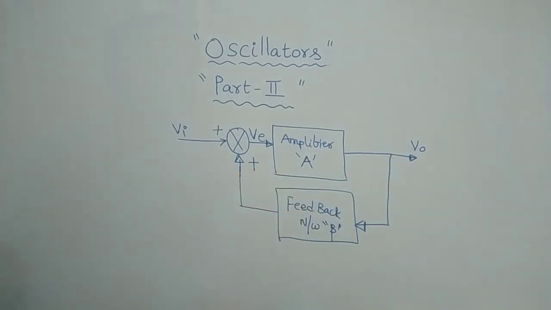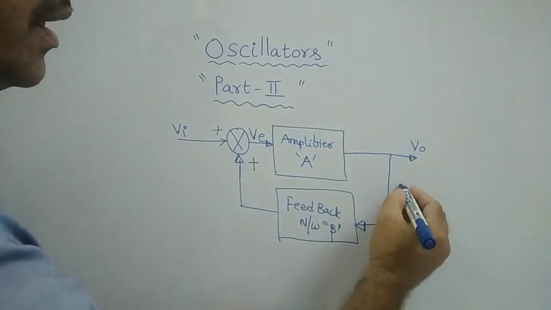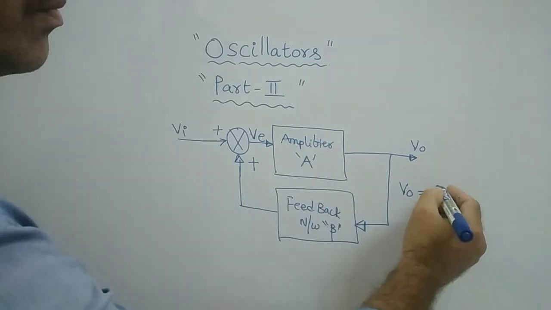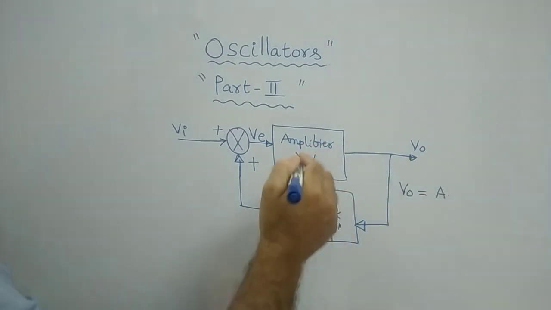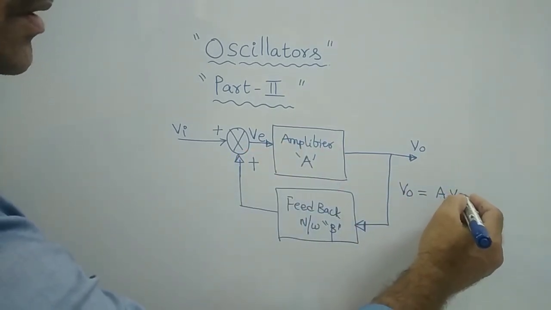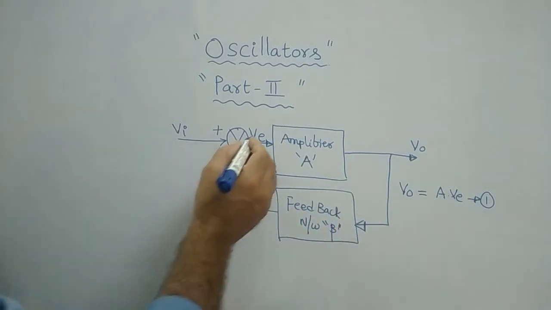In the last presentation, I explained that if you write the expression for V0, V0 is equal to A into VE, the gain of the amplifier multiplied by its input. VE is the input actually. Call it equation number 1.